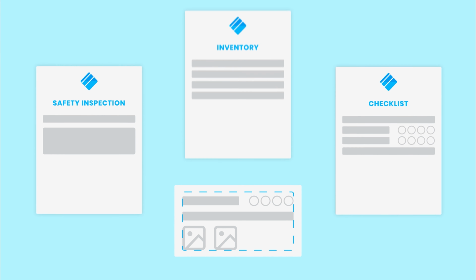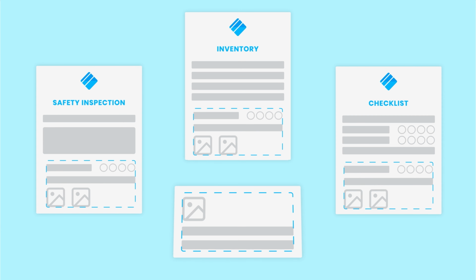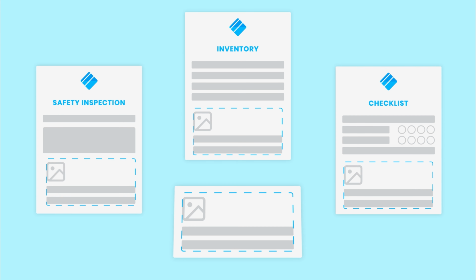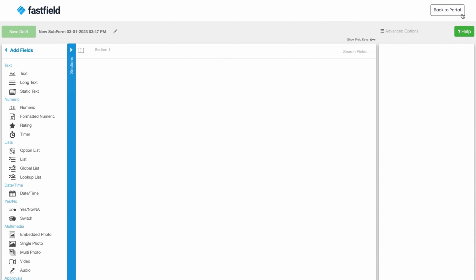Once a subform is created, it can be applied to other main forms throughout your account that require this section. Any changes you make to the subform would be updated globally. To create a subform, head over to the Subforms page under My Forms. Then click New Subform to build and publish your subform.